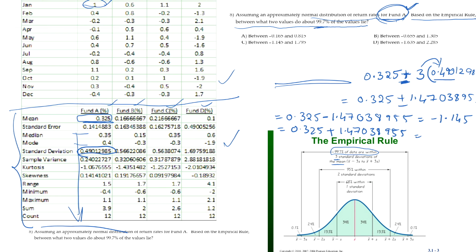1.145. Now we don't have to calculate the positive one, we just have to look at whether this number is in the question, which is in option C, and that's the answer.